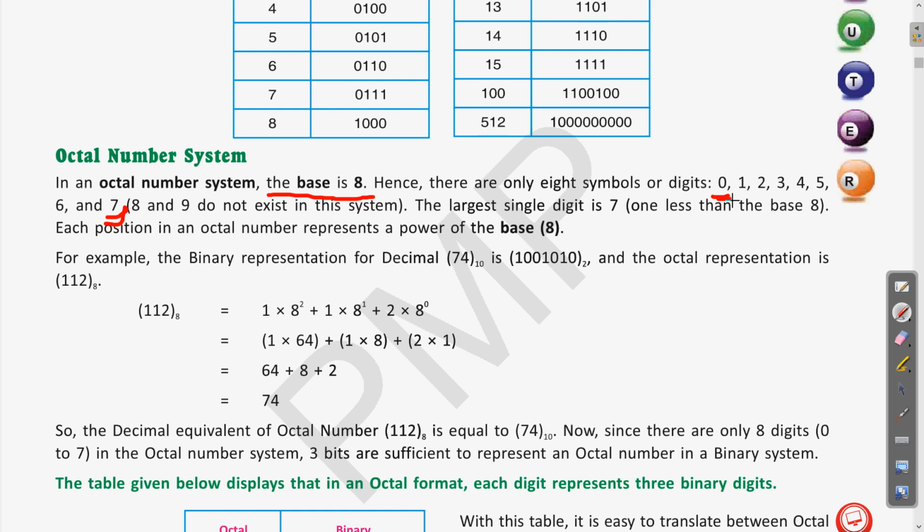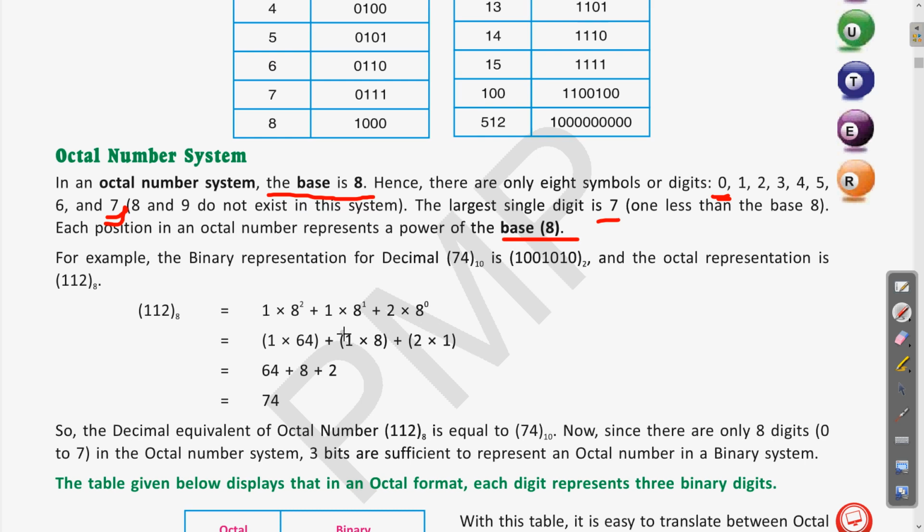So 8 digits are we using, but it will not include 8, it will be less than 8. Clear? So the largest single digit is 7, one less than the base 8. So each position in the octal number represents a power of the base 8. Clear? So as we were seeing earlier also, whatever number we are going to write, they were all being written with the powers.